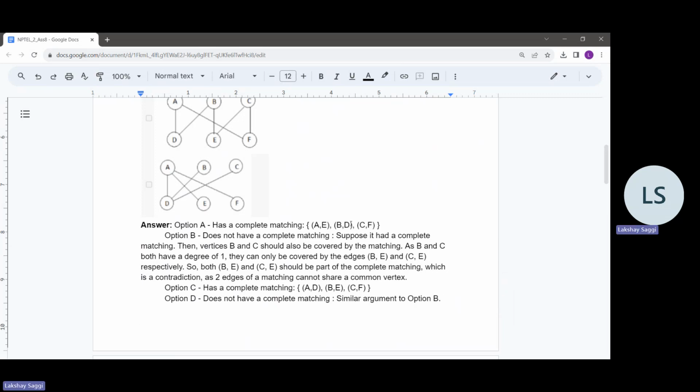So reasonings of this type, like suppose you have a complete matching, and why does it not have a complete matching? Here we use some reasoning of degree 1 vertices, right? But sometimes the degree of vertices can be larger, and then using these sorts of arguments can become difficult. So that's why last week, hopefully you would have covered Hall's theorem. Maybe I should underline this.